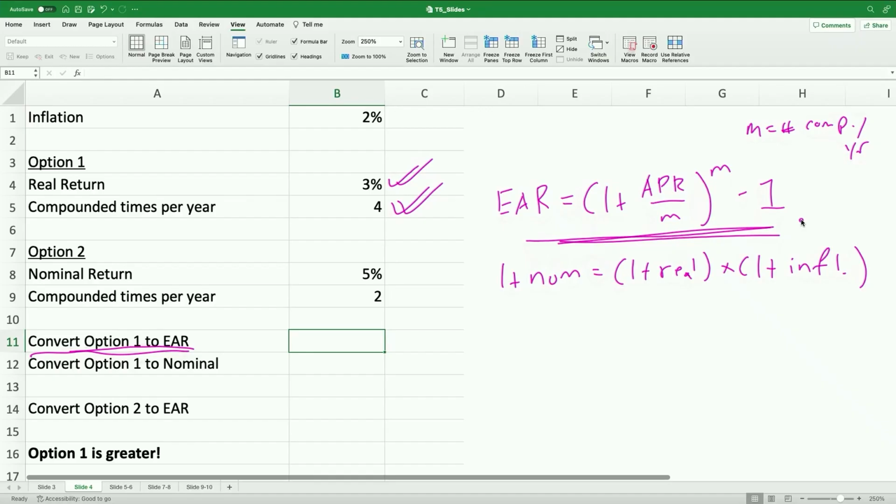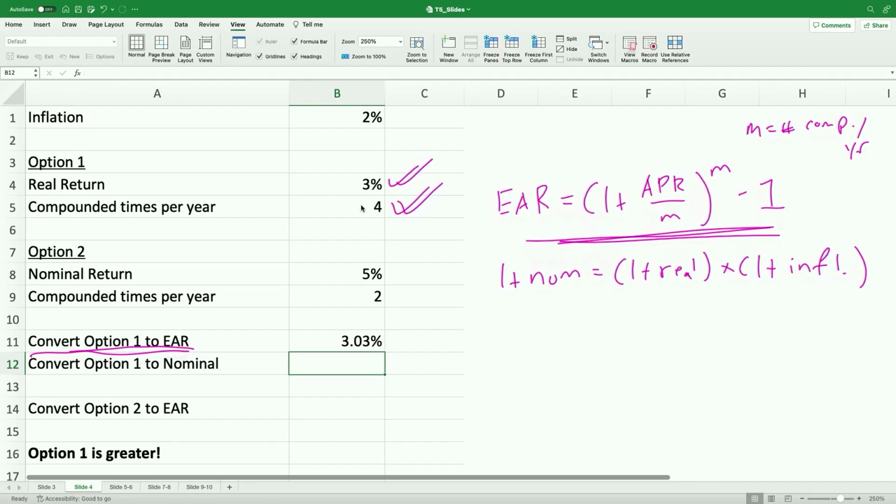So let's do that. So equals 1 plus the APR divided by 4 times per year, to the power of 4, minus 1. Again, just following the EAR formula. Hit enter. Now we have 3.03%. What is that? It is a real EAR. It's a real rate of return compounded once per year.